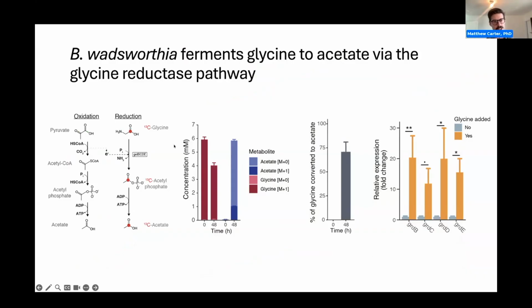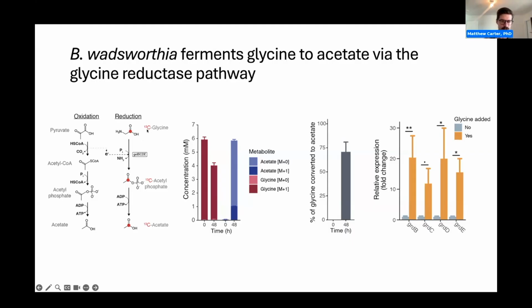Basically, the first thing that we wanted to show, which just had not been shown before, was that Bilophila wadsworthia can actually use this glycine reductase pathway to ferment glycine. The way that we did that was using a stable isotope tracing approach and mass spectrometry. This glycine reduction is a form of Stickland metabolism, meaning that it's paired to the oxidation of some other metabolite. In this case, we think it's pyruvate.